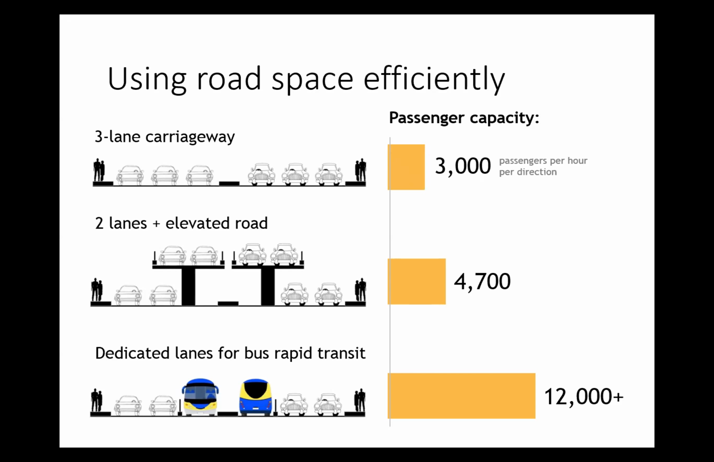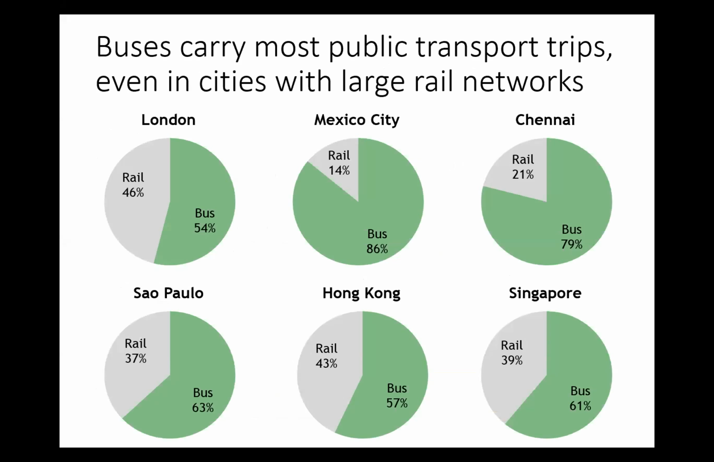And this is just a quick schematic of capacity given different types of configurations on our streets. And you see that with public transport, with bus rapid transit, you can move a lot more people more efficiently. And even in our cities that have large rail networks, most public transport trips are happening on bus. So our road space and the way that we design our bus systems are really, really important.